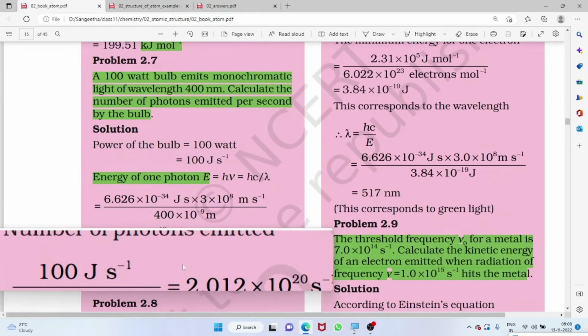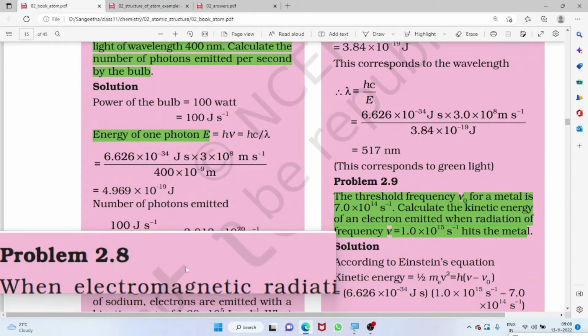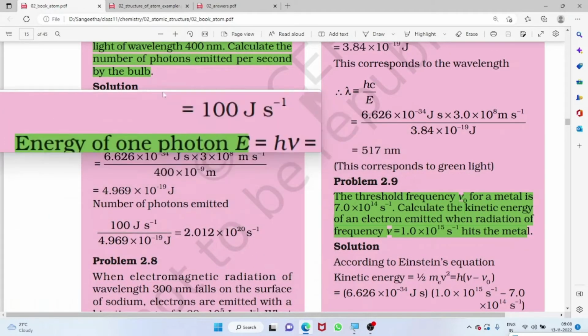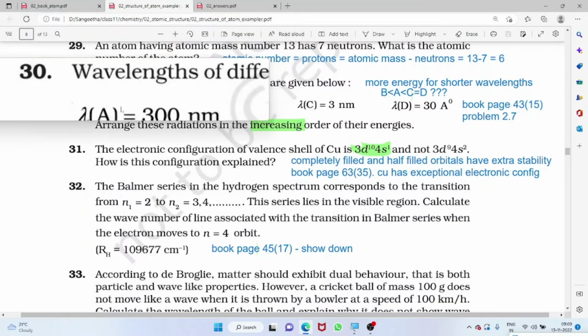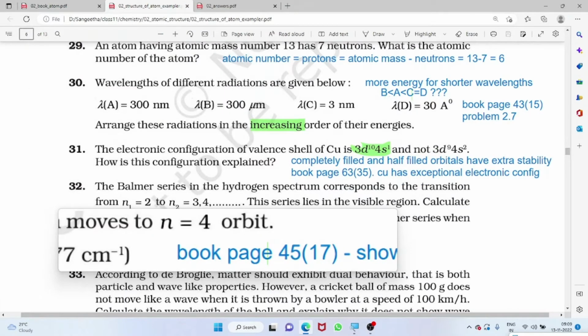See here, the energy is inversely proportional to the wavelength. That is enough, you don't have to do any calculation. More wavelength means less energy, so that will come first.